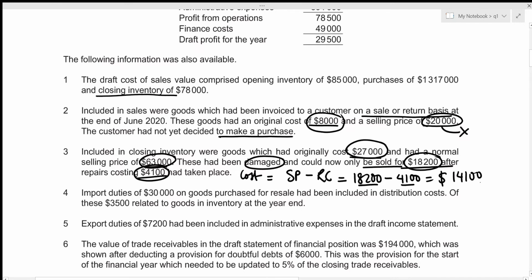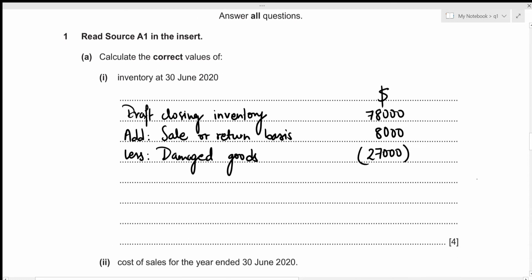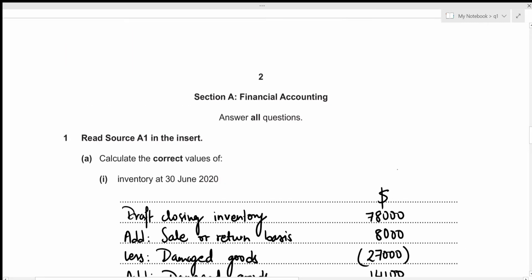Let's include this value in our closing inventory. So let's add damaged goods and this had the value of 14,100. Let's have a look above.